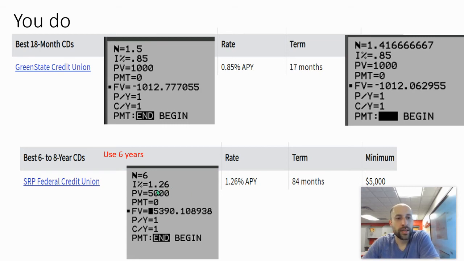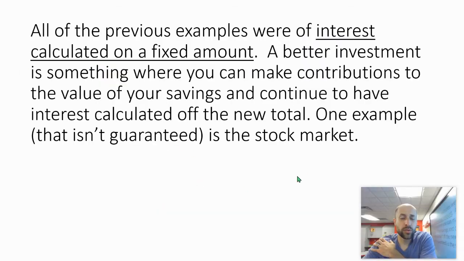Okay, so that's kind of a fixed amount that you're throwing in there. So those previous examples were all examples of you just put in a fixed amount and that's it. You don't make any contributions. You don't do anything else. You just set it aside, and you can withdraw back out when the time's up.